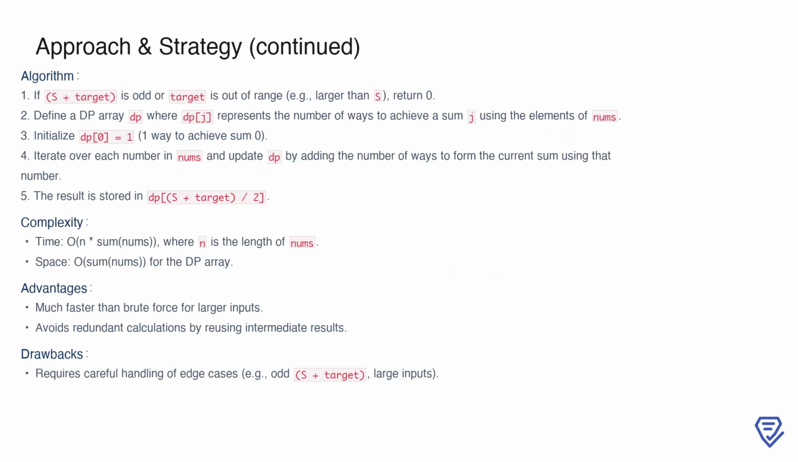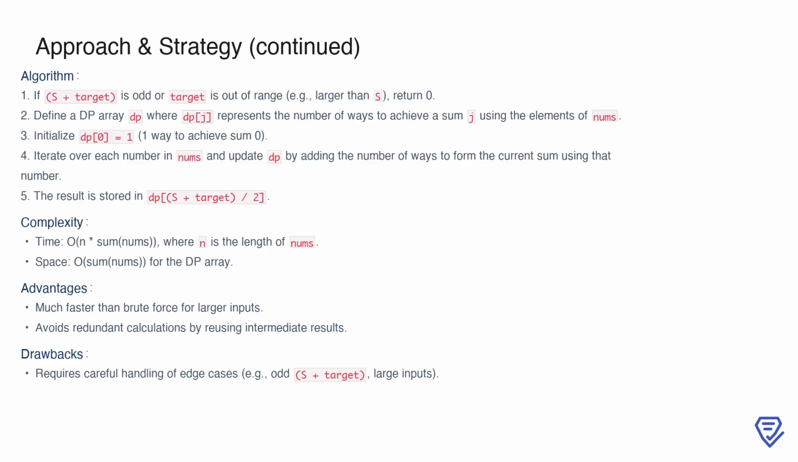The algorithm for this DP-based approach begins by first ensuring that the problem is valid to solve. If the sum of S and the target is odd, or if the target is out of range, say, larger than the total sum S, we immediately return 0 because no solution is possible.